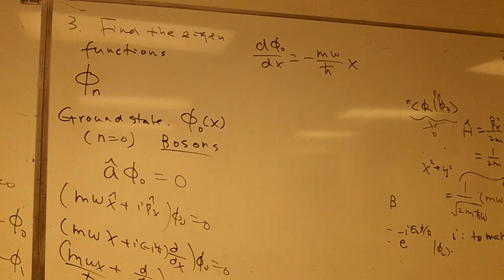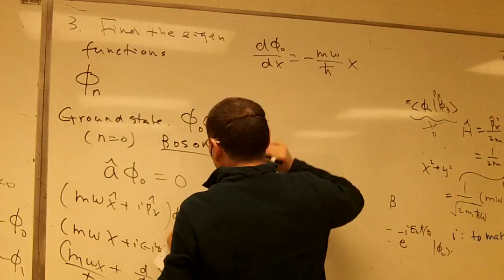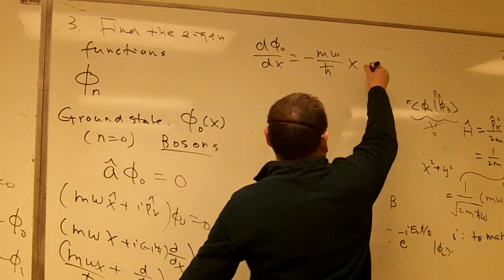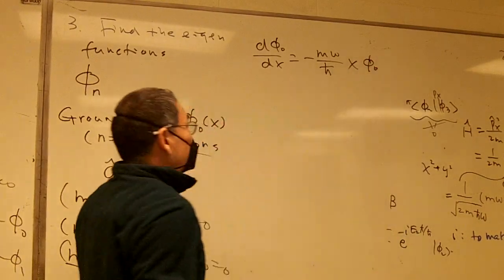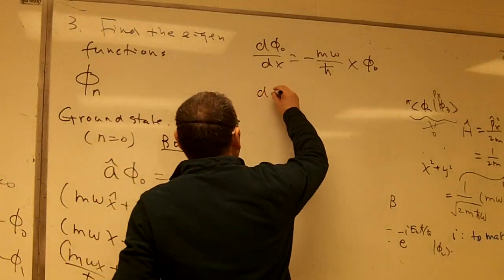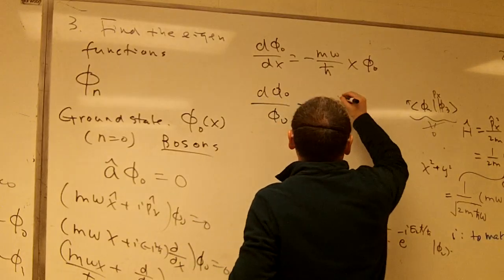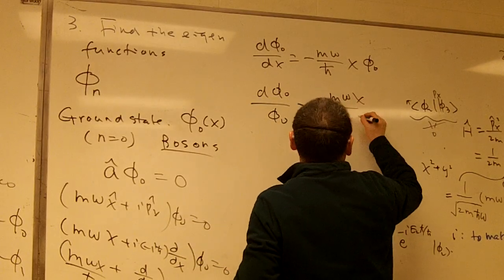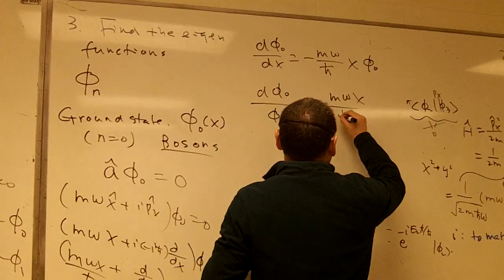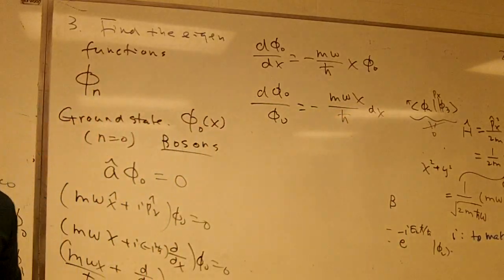So now all we need to do is multiply both sides by dx. Oh, forgive me, I have phi here, this is phi 0. So both sides divided by phi 0, both sides times dx, I will end up with dφ0 divided by φ0 equals negative nω x over h bar dx, like this. And this integral is extremely simple.